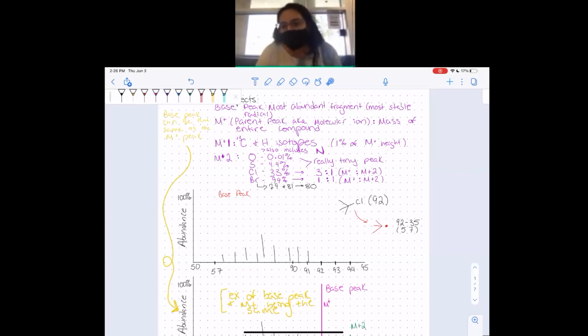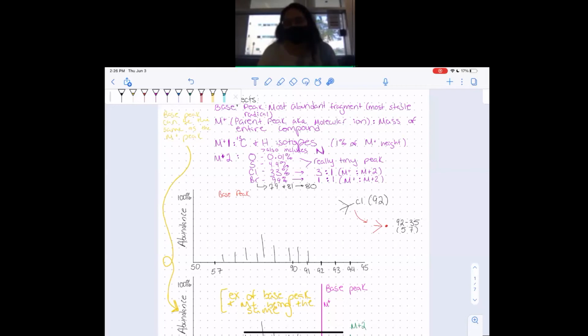And then someone said, so mostly oxygen, sulfur, chlorine, and bromine have an N+2 peak. Yeah, for the purposes of this class, only oxygen, sulfur, chlorine, and bromine have an N+2 peak. Nothing else will have an N+2 peak. And someone asked, will there be other isotopes we need to know? Not specifically, no, I don't think so.